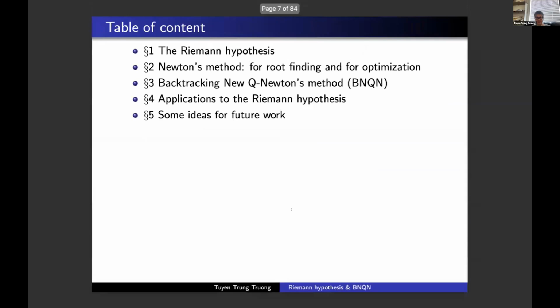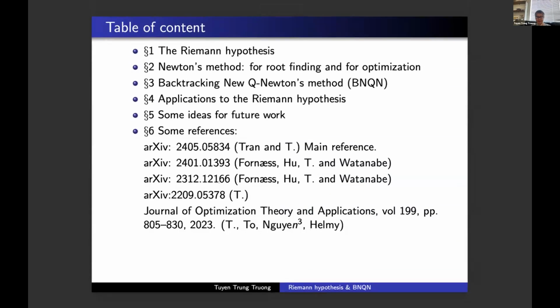This is the content of my talk. I will talk about the Riemann zeta function and root finding for it, and then the application of a new root finding method, the Bakhtaki-Newton method. Then I will talk about the equivalence and some experiments, and then some ideas on how to use this for the Riemann hypothesis. And these are some references that I will use, and this one is the main one for the talk.